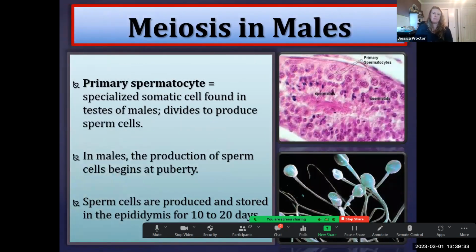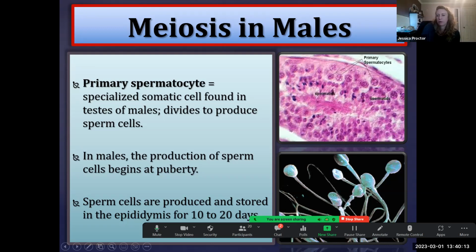So let's talk about how it differs in males versus females. For males, it's going to occur in the gonads, which is the testes, and it begins with a specialized somatic cell called a primary spermatocyte. The primary spermatocyte is a specialized somatic cell that's found in the testes of males, and it will divide to produce genetically unique sperm cells. So we'll say that again. The primary spermatocyte is a specialized somatic cell that's located in the testes of males, and it will divide to produce genetically unique sperm cells, okay?